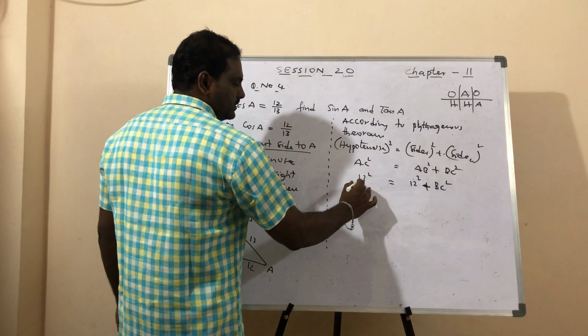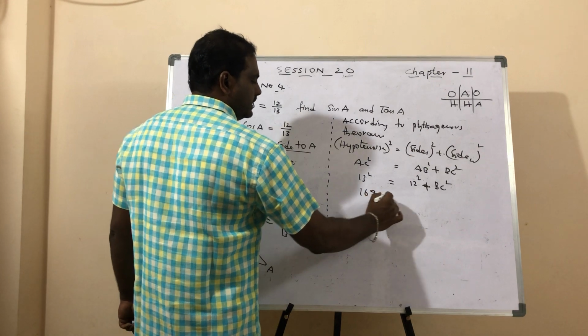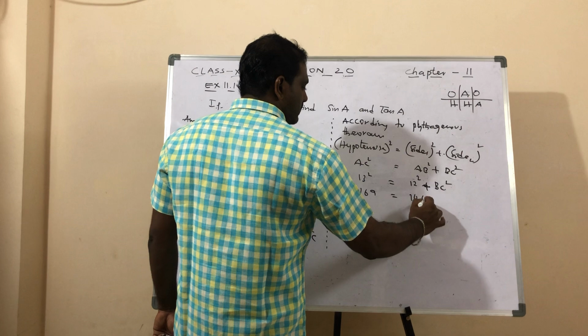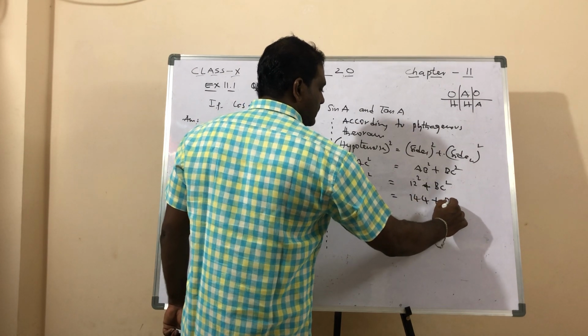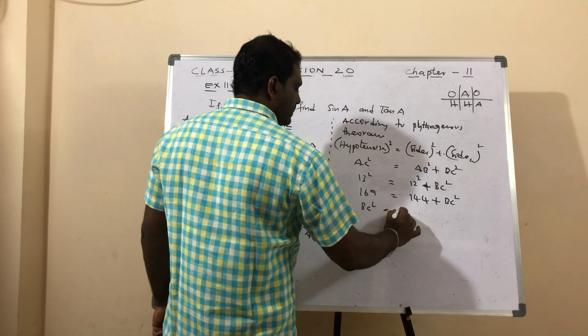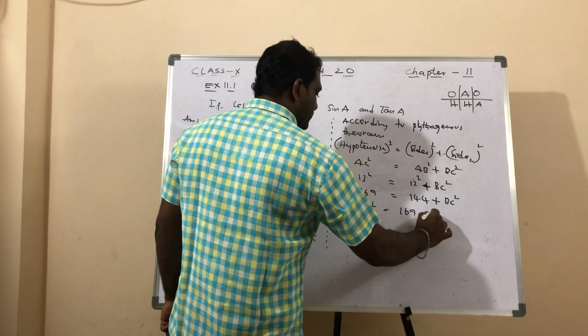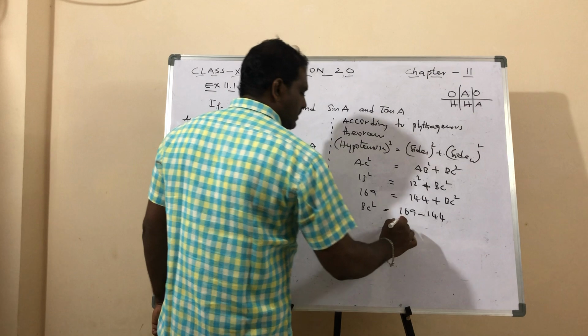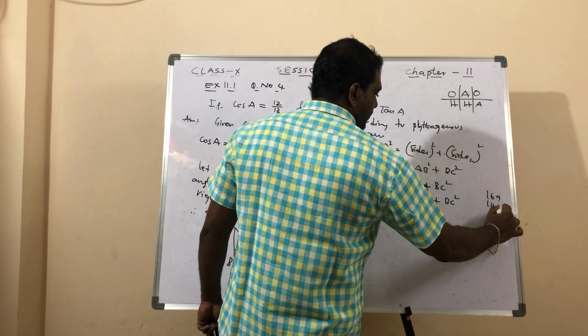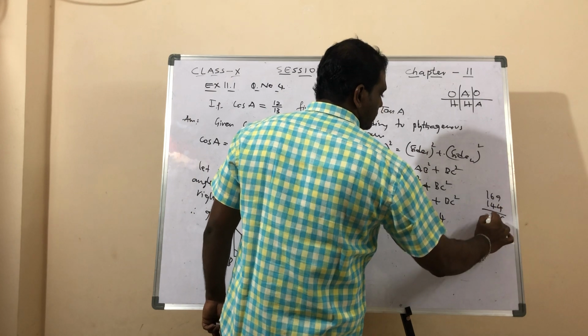So what is 13 square? It is 169. And what is 12 square? It is 144 plus BC square. Now BC square is equals to 169 minus 144. You know what is 169 minus 144? Yes, it is 25.